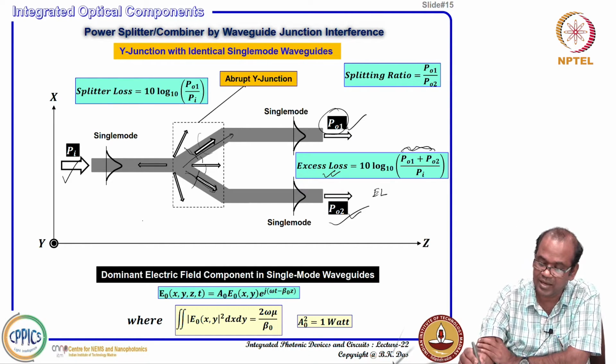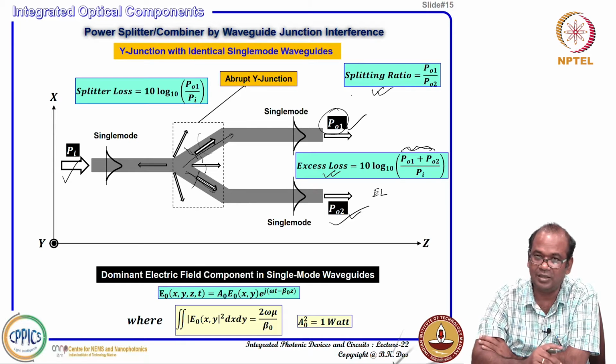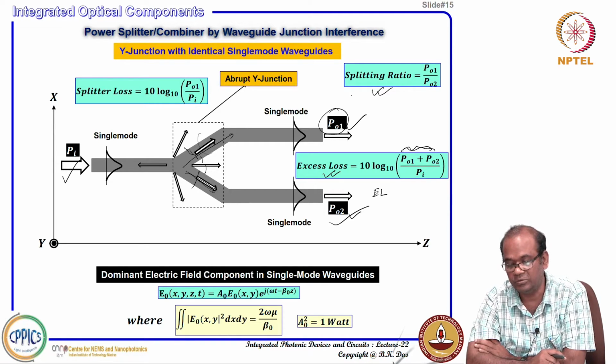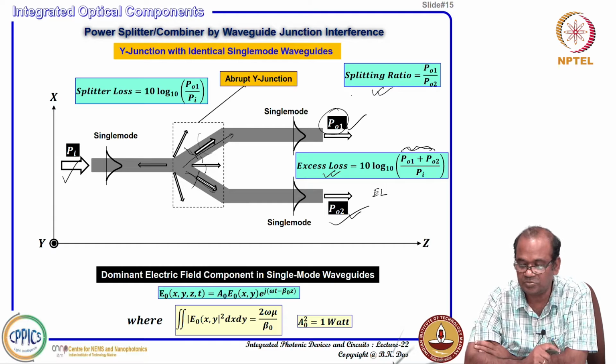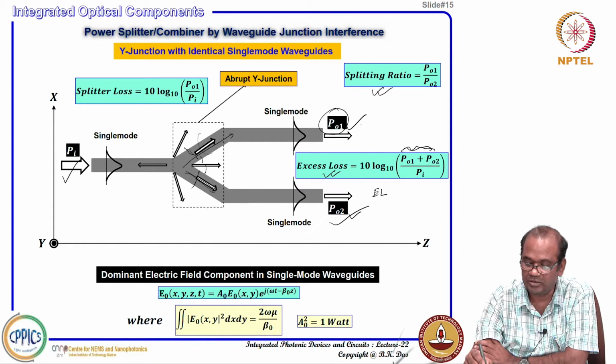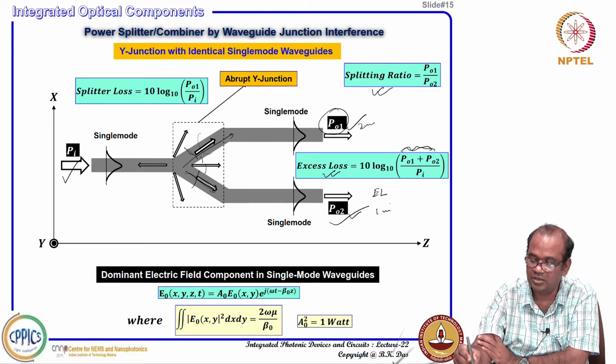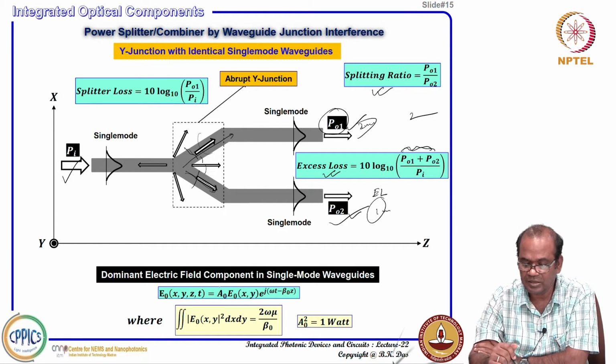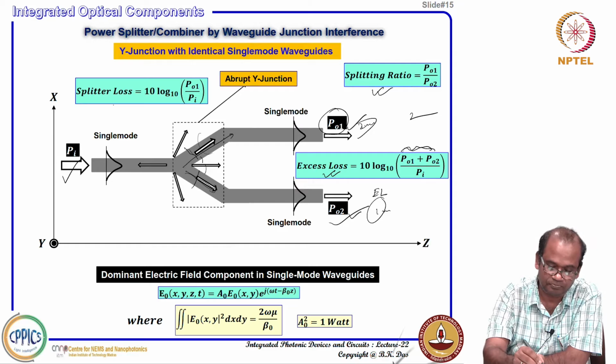So, if that is the case, we can find another figure of merit called splitting ratio. Just take a ratio, how much it is splitting. So, suppose you are getting 2 milliwatt here and here you are getting 1 milliwatt, then the splitting ratio is 2. And another thing is the splitter loss.